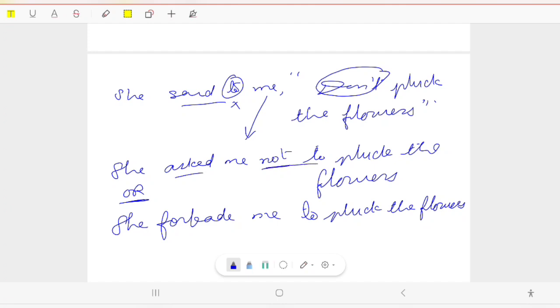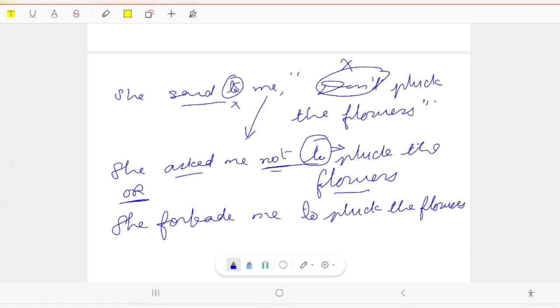There are two ways to change it. The first way is to write here "not to." So this has gone. Now what is left? "Pluck the flowers." Not to pluck the flowers. Why do we do it like this? Because "to" is always placed just before the verb first form. We shouldn't use any other word between "to" and the verb first form. That's why "not" is used first and then the verb.